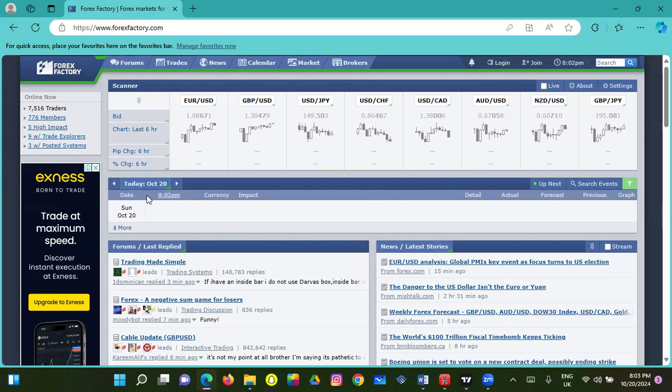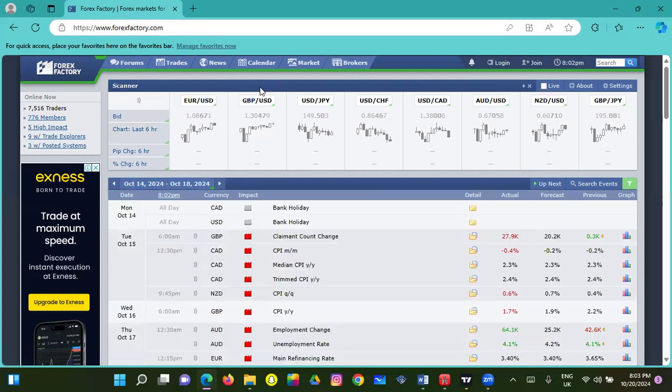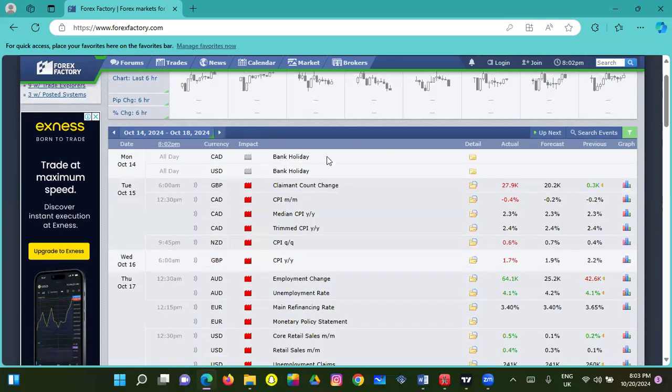And so let's look fundamentally at what happened last week. Last week was the 14th to the 19th. I'm currently at Forex Factory, and let's look at this. Last week, Monday was a bank holiday for both the US and Canada, so the market didn't really move that fast.